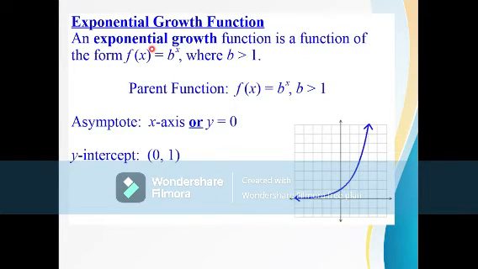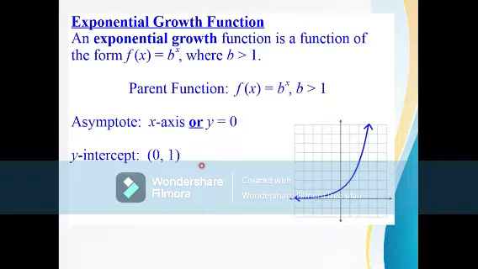Okay, so let's have an example. Exponential growth function. An exponential growth function is a function of the form f of x is equal to b to the power of x, wherein b is greater than 1. So this is the definition of exponential growth. We have here the parent function, f of x is equal to b to the power of x, wherein b is greater than 1. The asymptote would be the x-axis, or y is equal to 0. And the y-intercept here would be (0, 1).